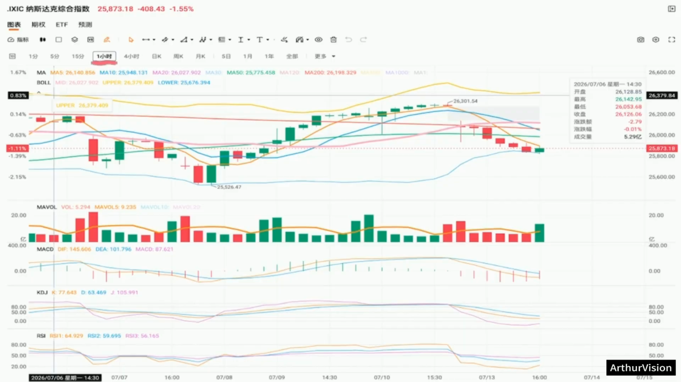This is the 1-hour chart of the Nasdaq. Zooming into this timeframe allows us to assess how the market behaves during brief counter-trend rallies. Look at this specific failed rally. The price action pushed upward, but hit a hard ceiling precisely at the upper Bollinger Band near 26,379. Notice the confluence here. That upper Bollinger Band overlaps perfectly with the descending 50-period moving average, creating a heavy institutional sell zone that capped the advance. We confirm this resistance failure by checking the KDJ indicator below.